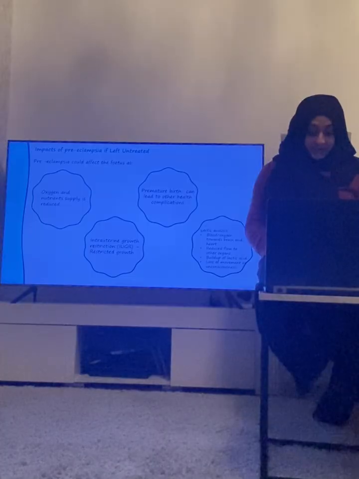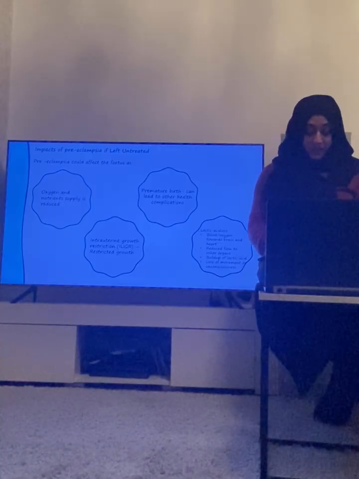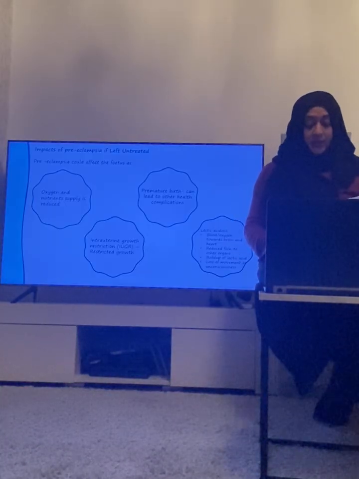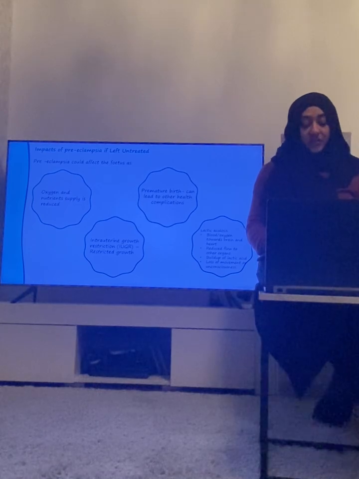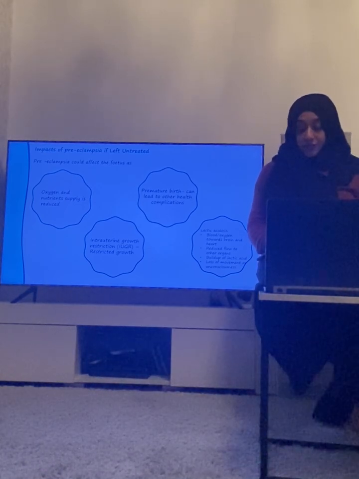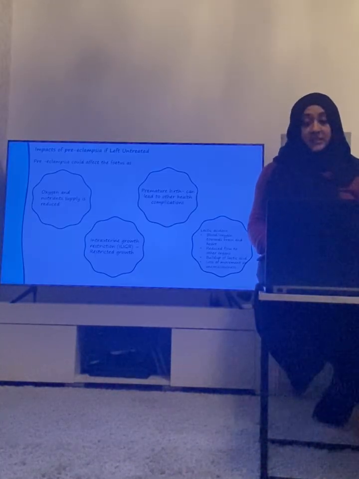Preeclampsia could affect the fetus as oxygen and nutrient supply is reduced. Baby's growth can slow down, otherwise known as intrauterine growth restriction, and cause premature birth. In severe cases, low oxygen levels can cause a condition called lactic acidosis. When oxygen is low, the body will prioritize blood towards the brain and heart, reducing flow to other organs that can then build up lactic acid, leading to loss of movement or unconsciousness. This is a medical emergency and may require early delivery.